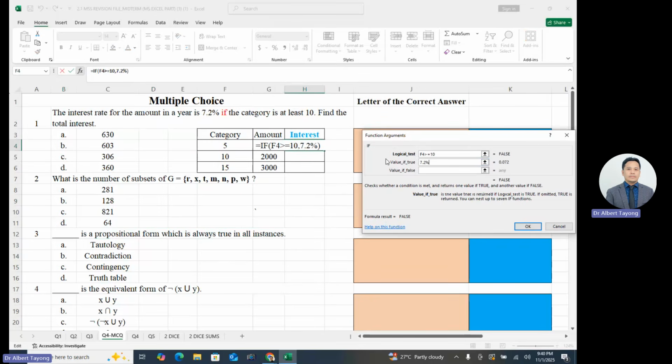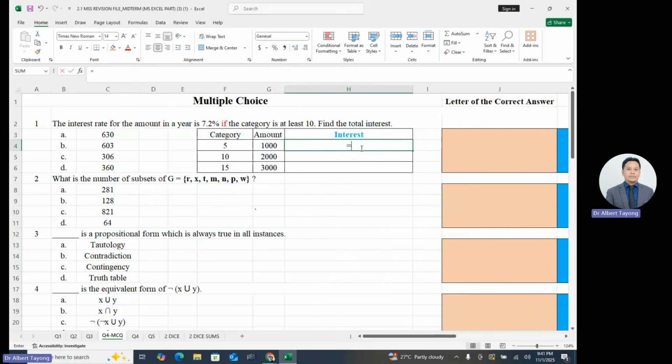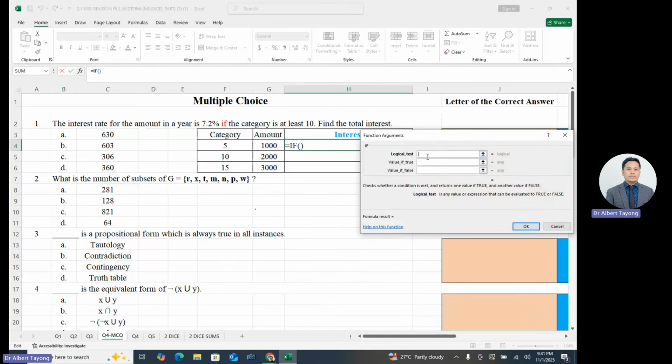7.2% times the amount. The first amount is here. Sometimes we cannot see it properly because it's covered, but it is there. Just select it, and value if false is 0. So let me have a space here so you can see. Again, equals if, fx, logical test. The category is at least 10.